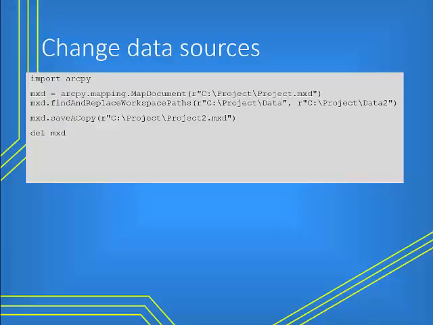This script updates a single map document. However, you may have many map documents which need to have their layer source paths changed. In this case, you could use a Python loop to process a folder of map documents and change the layer paths from one workspace to another.